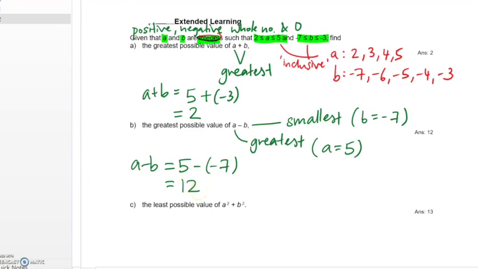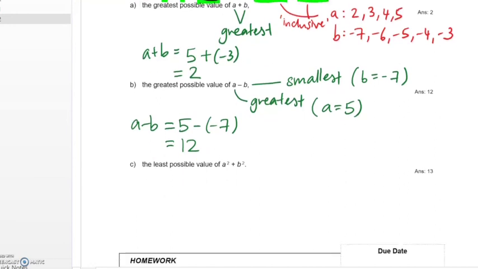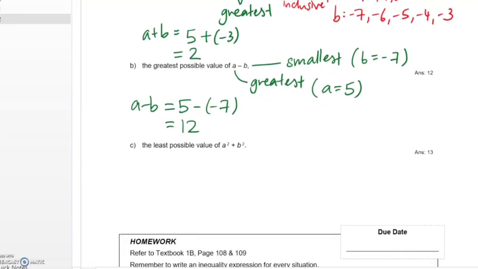If you're not convinced that this is the correct answer, what you can do is to substitute in some values and try out. For instance, take 5 minus -3. That gives you 5 plus 3, that is 8, and 8 is smaller than 12. So try it out a few other times and you should be able to convince yourself that 12 is the answer for part B.